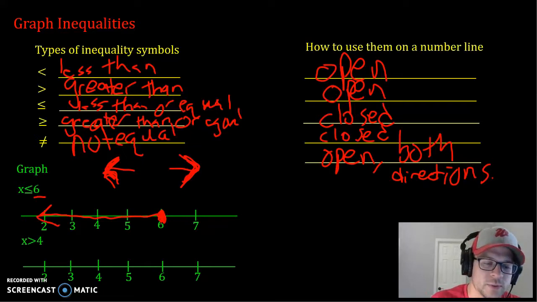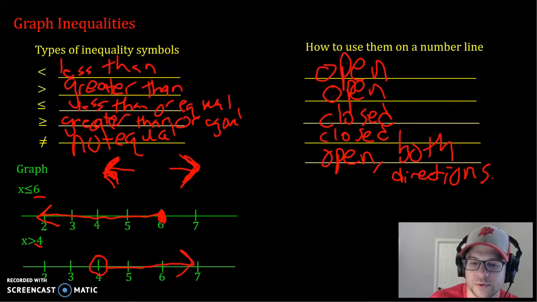All right, on to the next one. X is greater than 4. We're going to go to our number 4. And since there is no line underneath this, it is going to be an open circle around 4. And greater than, all the numbers greater than 4 are 5, 6, 7. Or you can think of it in terms of your arrow going the same direction as your inequality symbol. And your arrow goes that way.